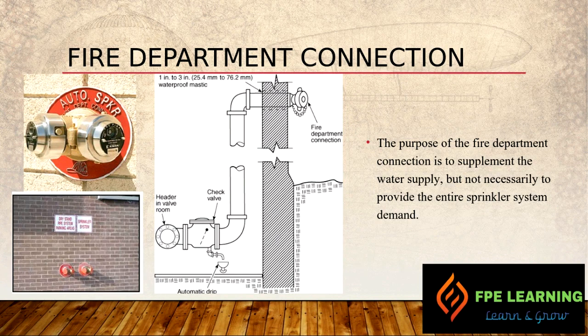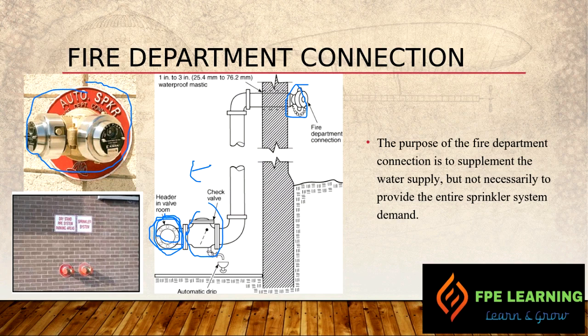Right. This is our fire department connection. This is from the main line. This header is going to the valve room, to the riser of the sprinkler system. We have check valves, which means water will go only in the forward direction. And this is a connection to the fire department connection. Similarly, like this one, 2.5 inch into 4 inch connection type.